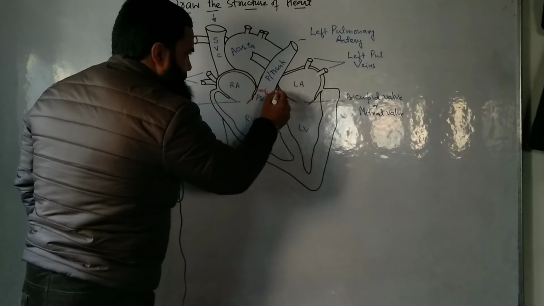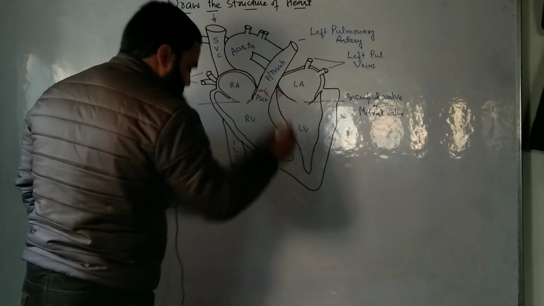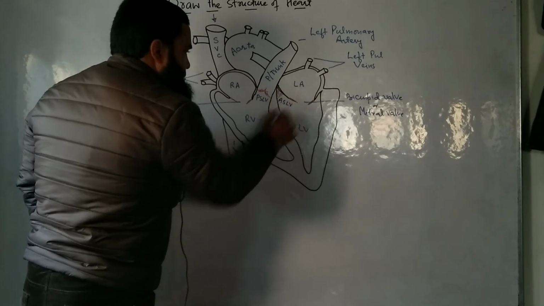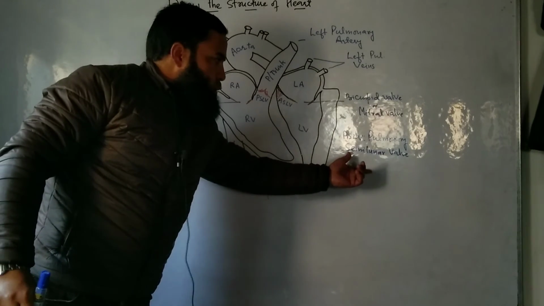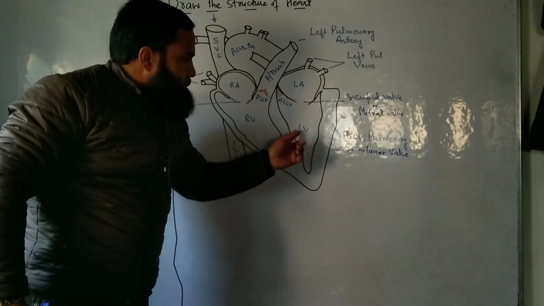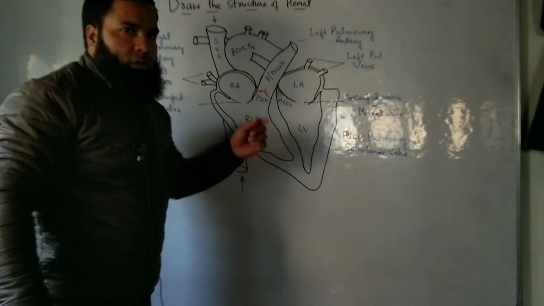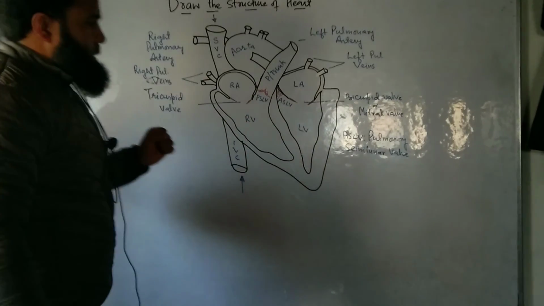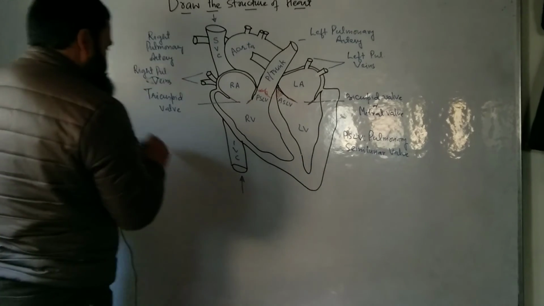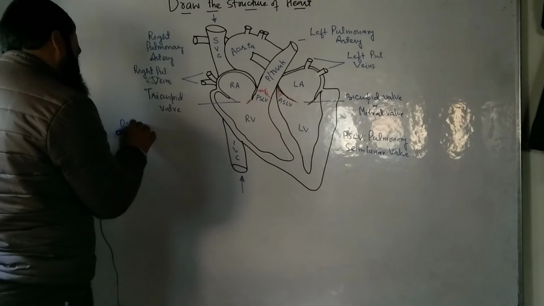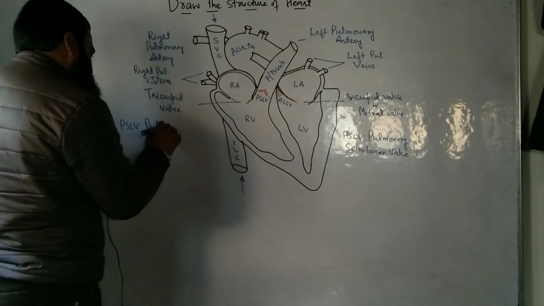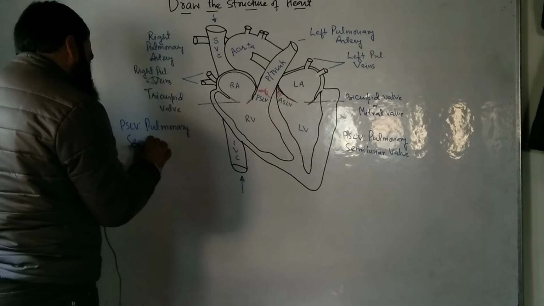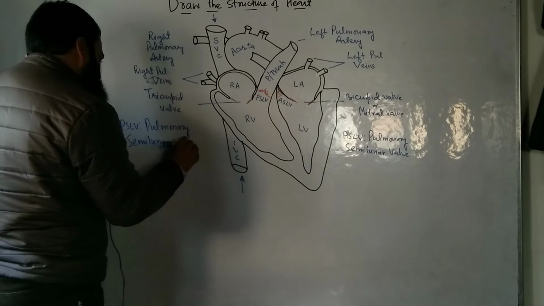is a valve called the aortic semilunar valve. It is the valve which gets open when the left ventricle pushes the blood towards the main aorta. Then it supplies the oxygenated blood to all cells of the body. On this side, PSLV, called the pulmonary semilunar valve.